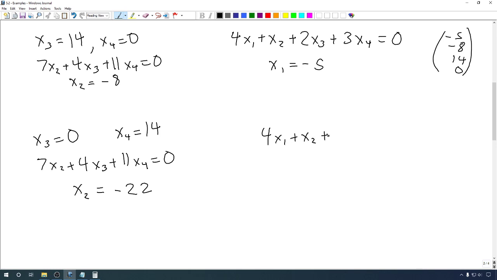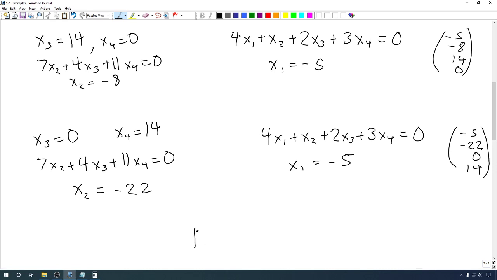And we do the same thing over here, using the same equation. Again, x2 is negative 22, x3 is 0, so that goes away, and then x4 is 14, and ultimately we actually get negative 5 again. That's kind of interesting. So we get a vector of negative 5, negative 22, 0, and 14. So you could say, in this case, that the null space of A transpose is equal to the span of these two vectors.